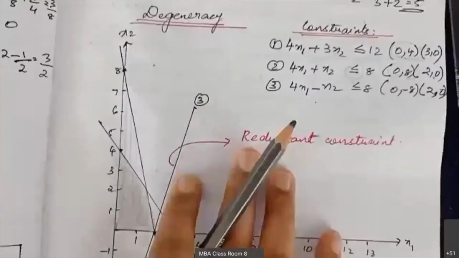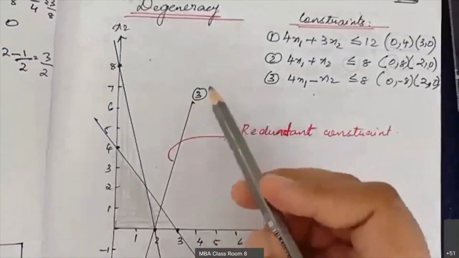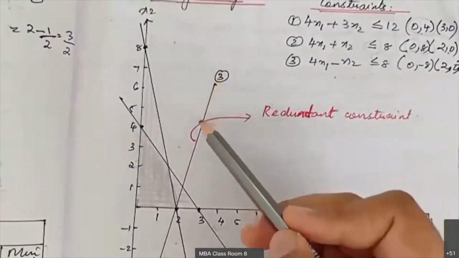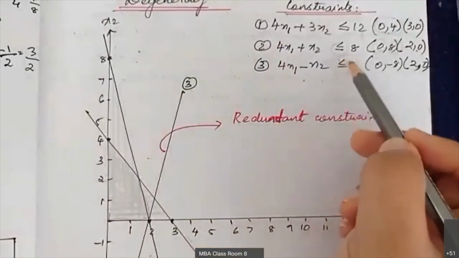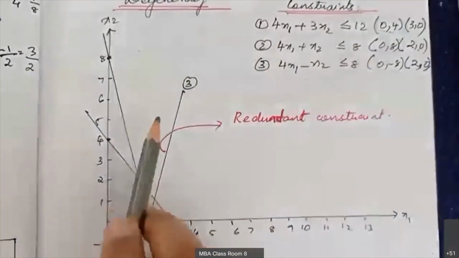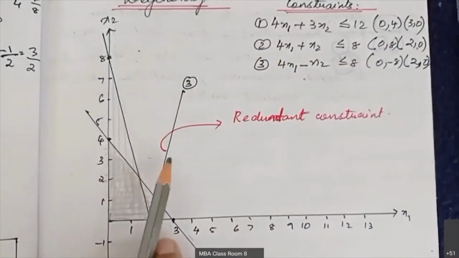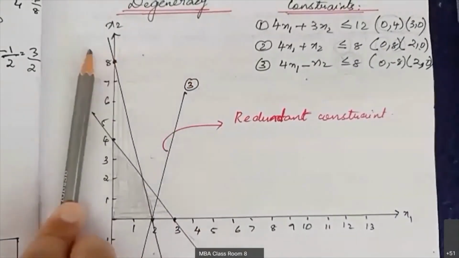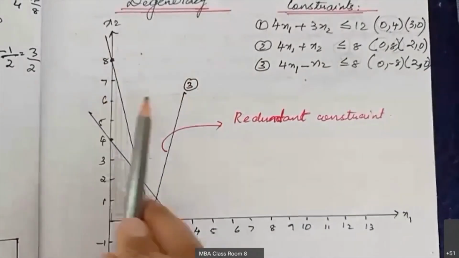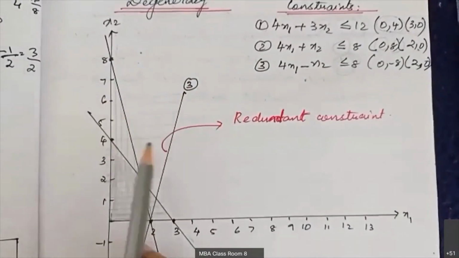Now we'll check for constraint 3. Constraint 3 has a graph like this. The line is like this. Over here, constraint 3 also has less than or equal to. So I have to shade this portion. Okay, this is constraint 3. I have to shade this region, so I'm just shading it.